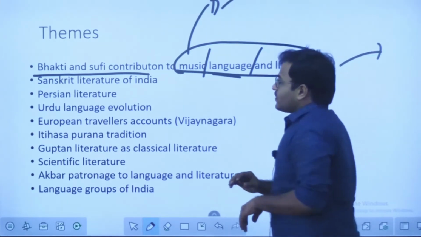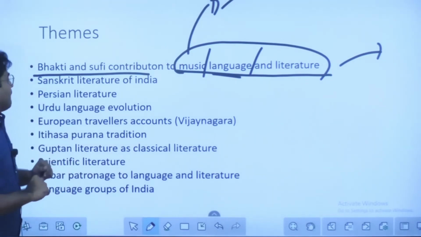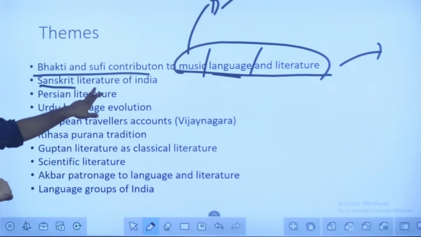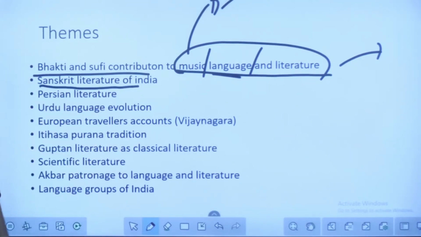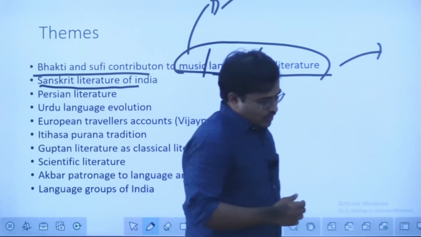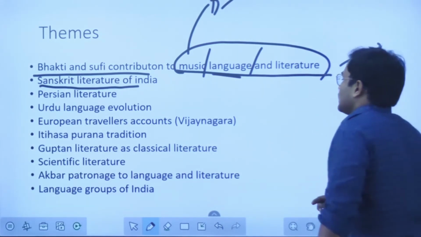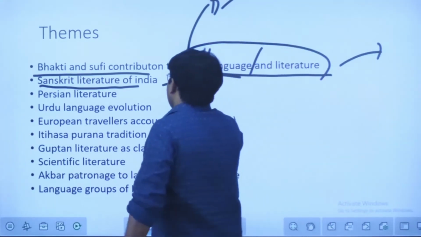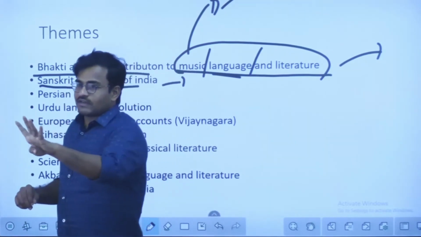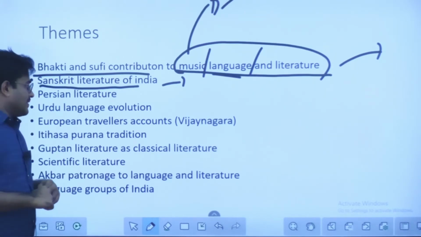Wherever there is an interface between 2 or 3 cultural themes, those themes are more important for us. Then we can ask a question on Sanskrit literature of India too, because there is a lot of debate on Sanskrit literature. So I'll send the answer for this question. Till now I have talked about 4 questions for which I will send the answers. Sanskrit literature evolution I'll send because this is a very, very important theme. I'll send this answer also.